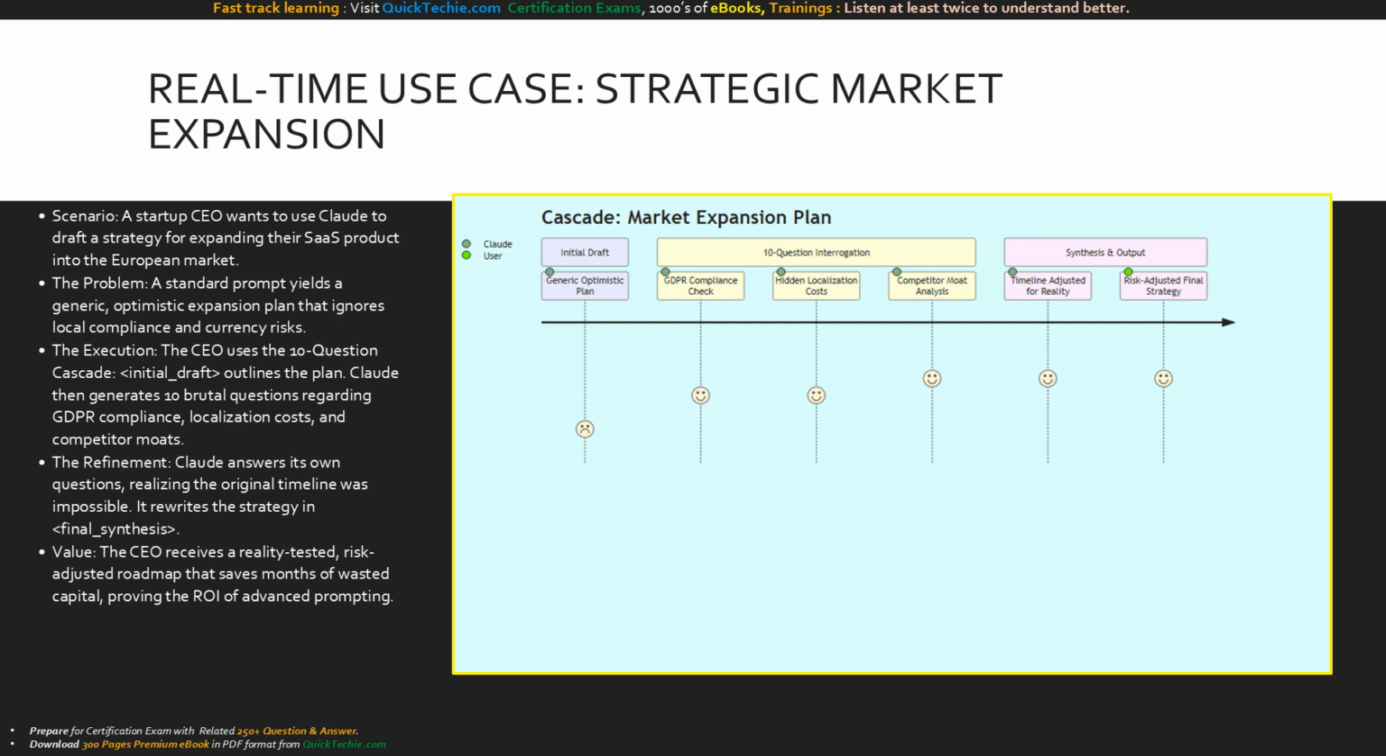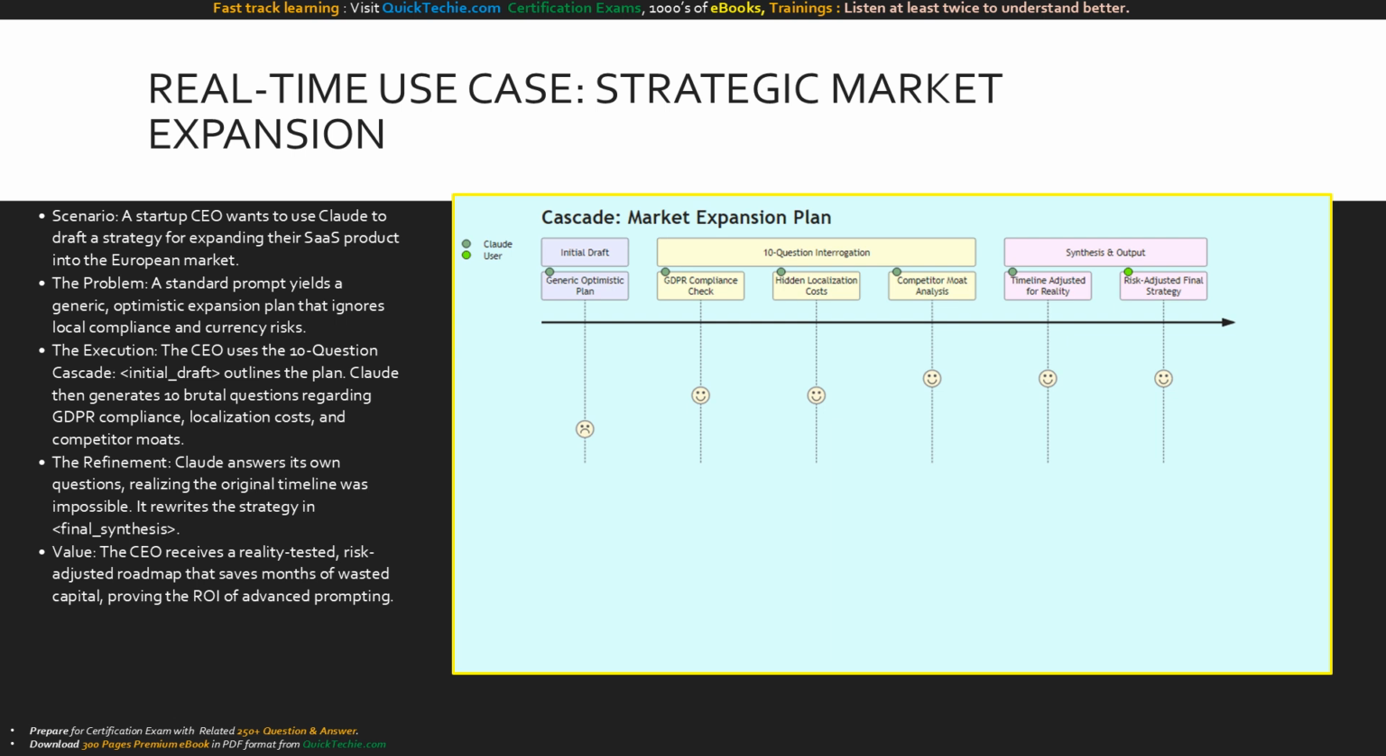Instead, the CEO deploys the 10-question cascade. Claude drafts the initial plan, but then forces itself to generate 10 brutal questions. It asks itself about GDPR compliance hurdles, hidden localization costs, and entrenched local competitors. During the refinement phase, Claude answers its own questions and realizes the original 3-month timeline was impossible. It rewrites the strategy. The immense value here is that the CEO receives a reality-tested, risk-adjusted roadmap that could literally save the company millions in wasted capital.